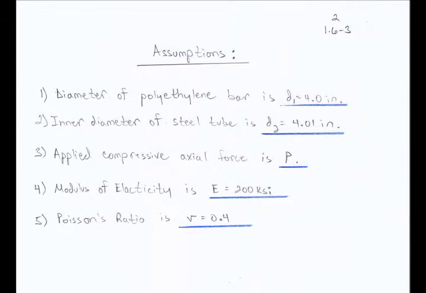And the assumptions that we're starting with are that the diameter of the polyethylene bar is 4 inches. The inner diameter of the steel tube is 4.01 inches. The applied compressive axial force is P. The modulus of elasticity is 200 ksi, and Poisson's ratio is 0.4.